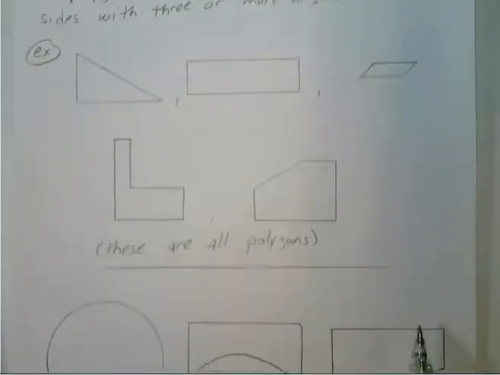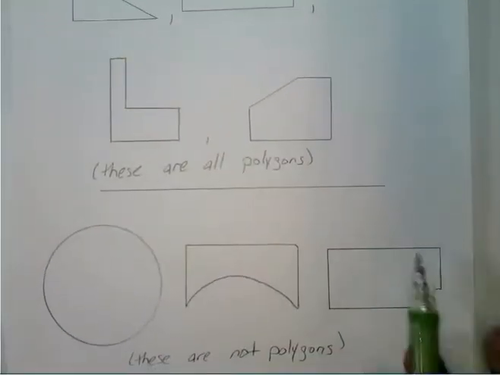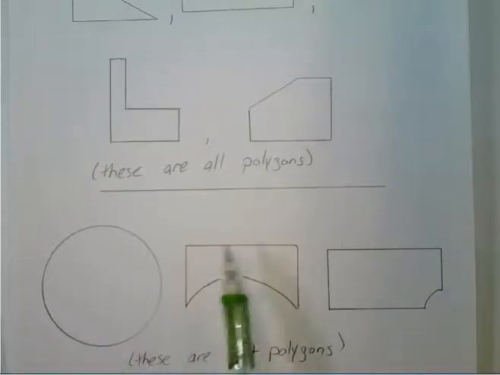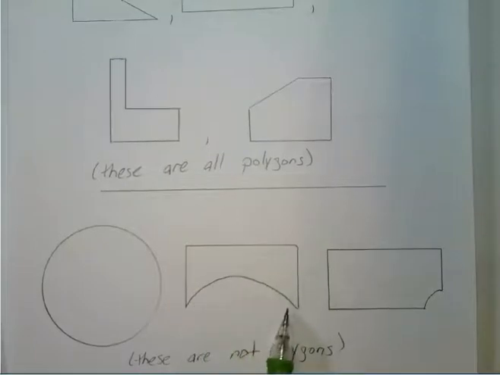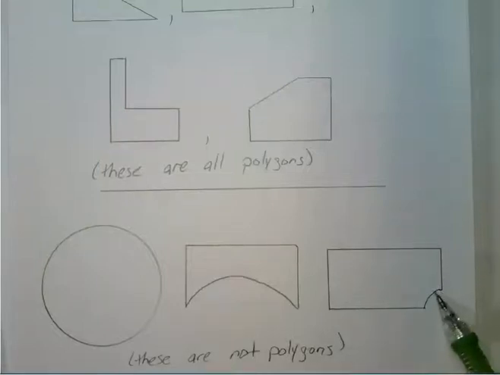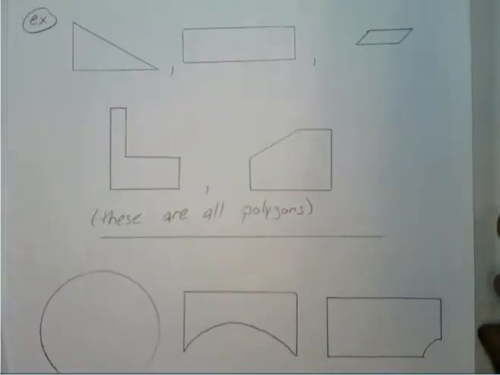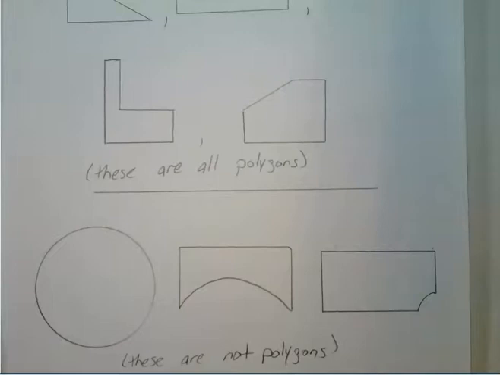Okay, now if we scroll up, see this circle? No straight sides, not a polygon. You see this? You have 3 straight sides and 1 non-straight side, not a polygon. Here you have 4 straight sides, but you have this non-straight side here, not a polygon. For a polygon, you have to have 3 or more straight sides and 3 or more angles. All right. So if you're still drawing these, feel free to press pause, but we're going to go ahead and move on to our next page.